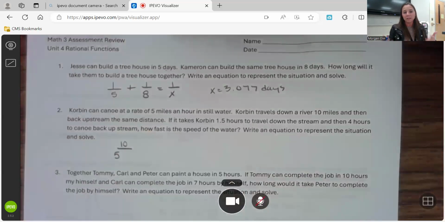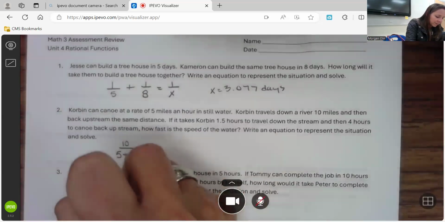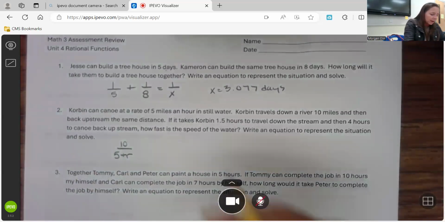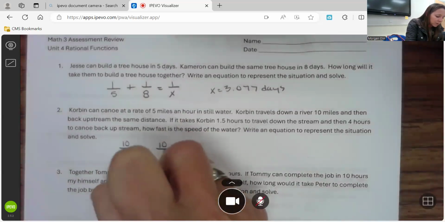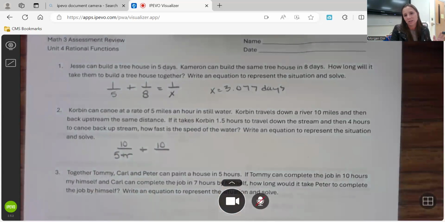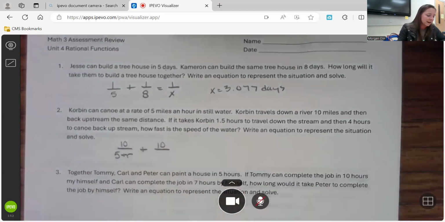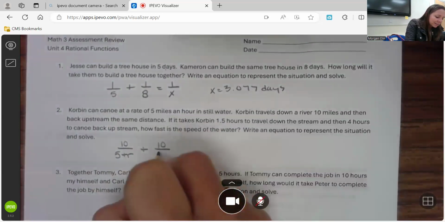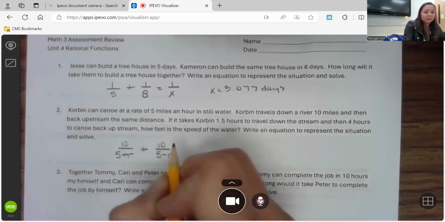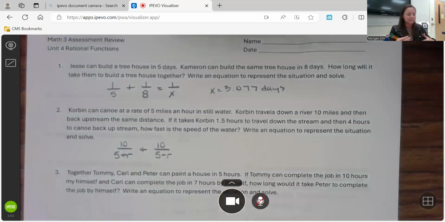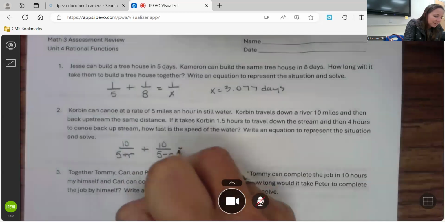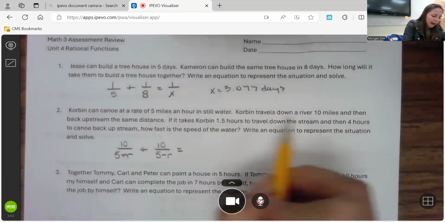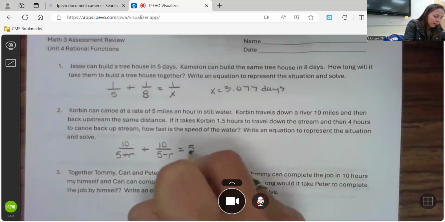Well, the rate of the actual current is what we're trying to find. We're going to call that R. And if we're going downstream, that's plus 5 or plus R, sorry. Now the same distance as we're going upstream is 10. Every now and then they change that distance. So if they said 10 down and 2 up, that would be a 2 there, but it's the same distance, so it's 10. Now this time we take our speed, but we have to subtract the current because it's going against us. And this equals the time. Well, the total time when I add 1.5 and 4 together is 5.5.